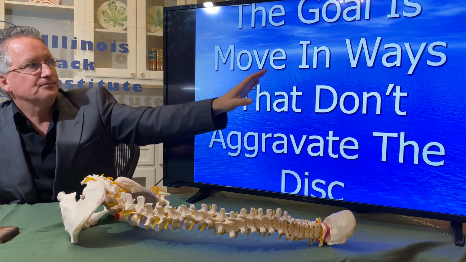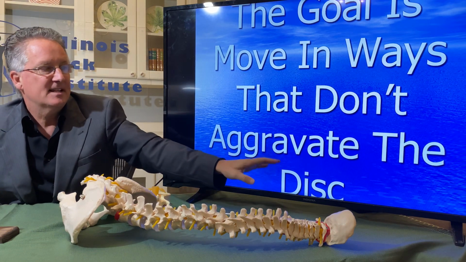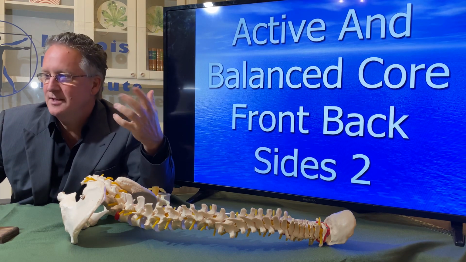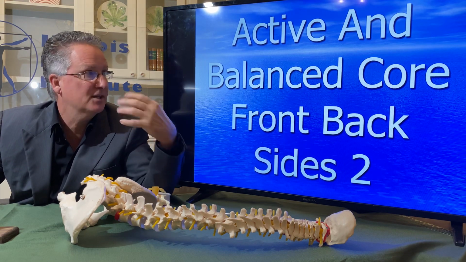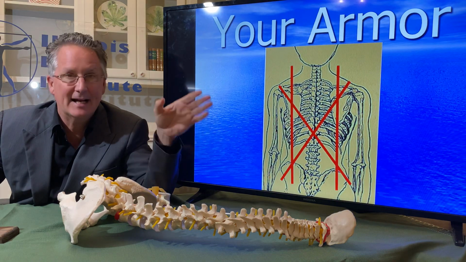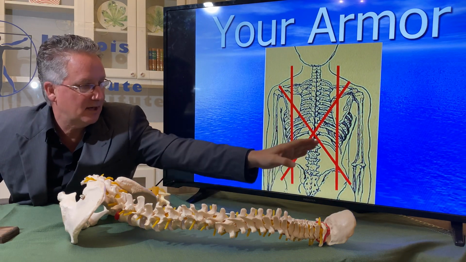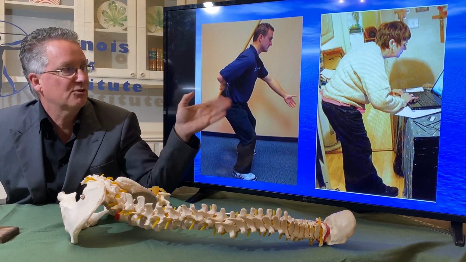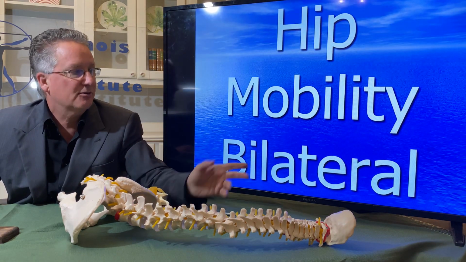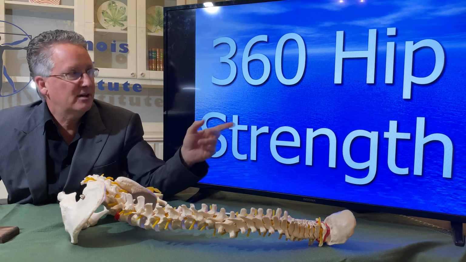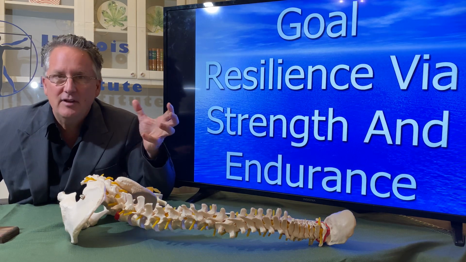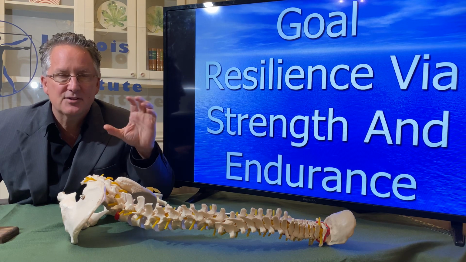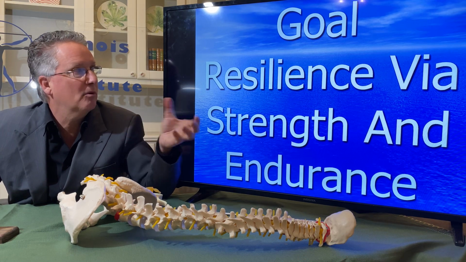So what is the goal? The goal is to move in ways that don't aggravate the discs. You don't want to aggravate the disc. And we have to activate the core, front, back, side to side. Start to stabilize quadratus lumborum, gluteus medius, gluteus maximus. Create the endurance. Create the hip mobility. 360 degrees of strength of the hip. Okay, we do squats and we do lunges in 360 degrees to restore that normal motion.